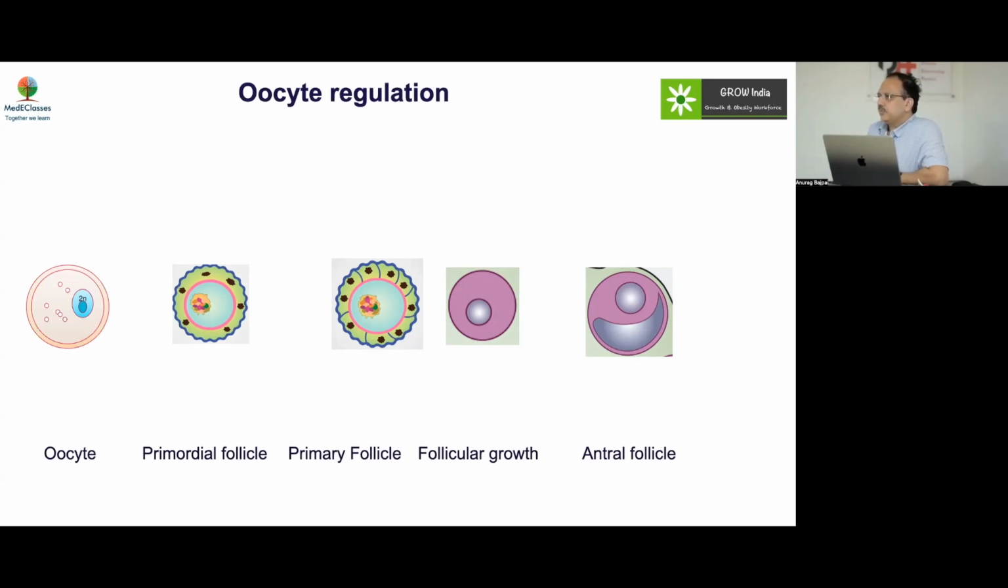Like this covering and all? No. How does the body select the best sperms and the best oocytes? How is this process different?